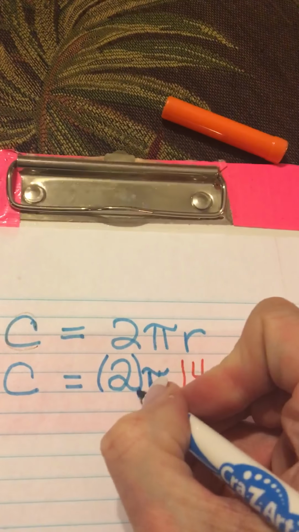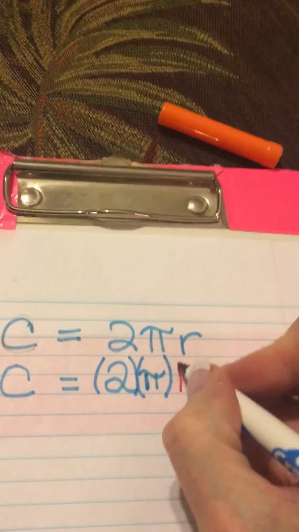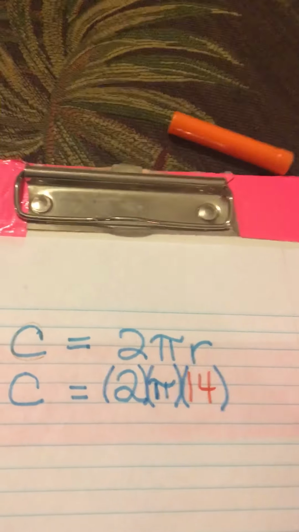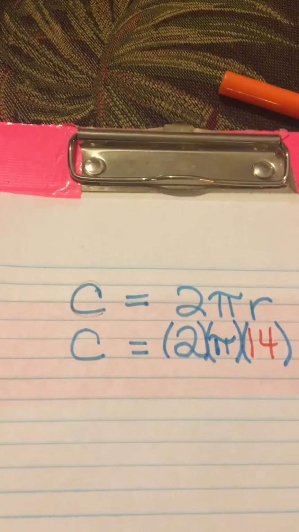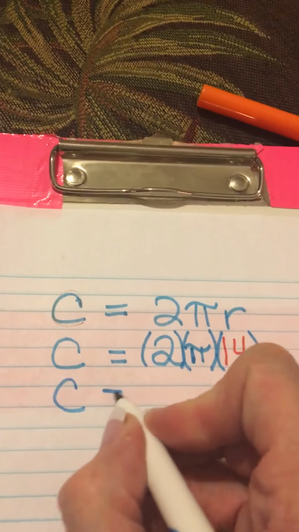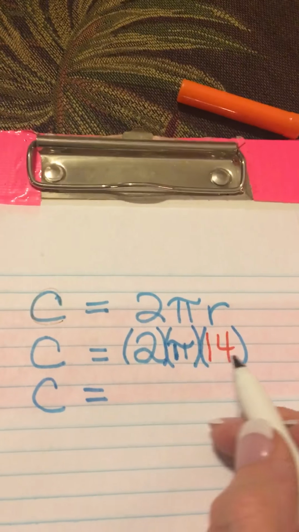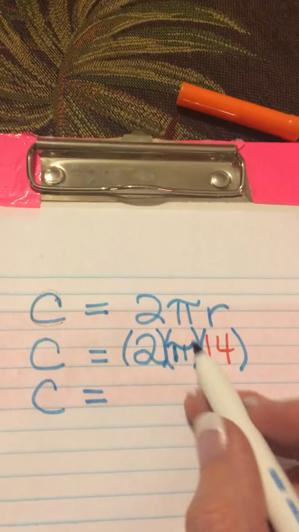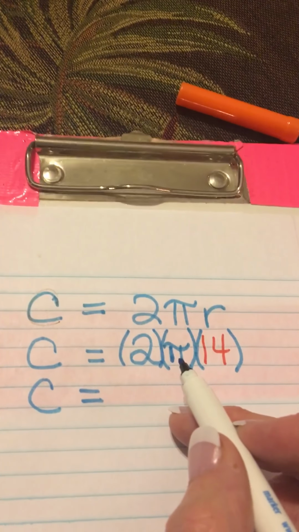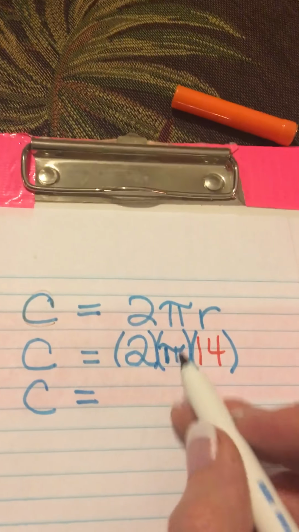So you don't get them all mixed up, I'm going to say I'm multiplying these three things together. So let's go to the next row. C equals 2 times pi times 14. So this is just a symbol. You don't have a number to replace that with.